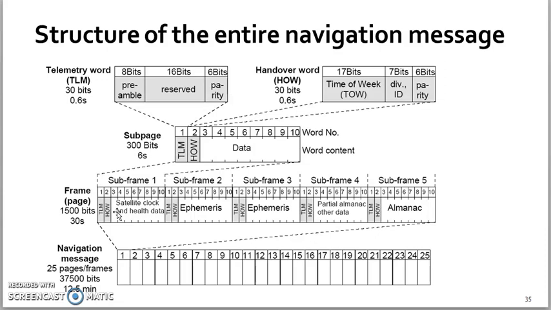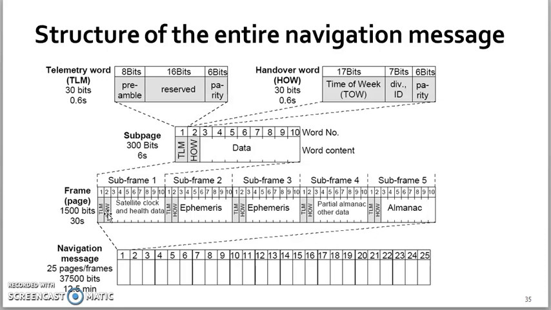Each subframe is in turn divided into 10 words. This one we can see here is a complete subframe with 10 words, and each of these 10 words contains 30 bits. Each subframe begins with a telemetry word and a handover word, that is the TLM word and the HOW handover word.